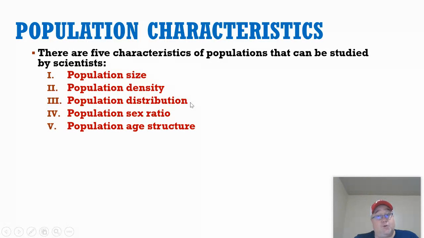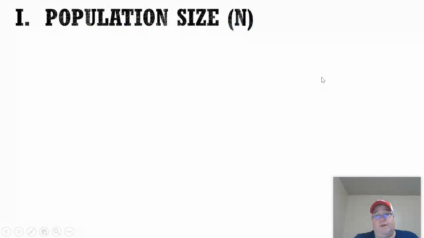We can look at the distribution, how the individuals are arranged. Sex ratio, which is males to females, how many males there are to females. We can also look at the age structure. Going back to that elephant picture, how many of those elephants were juvenile or baby elephants? How many of them were adults over the age of 50? We can look at age structures of populations as well. So let's start off today talking about size.